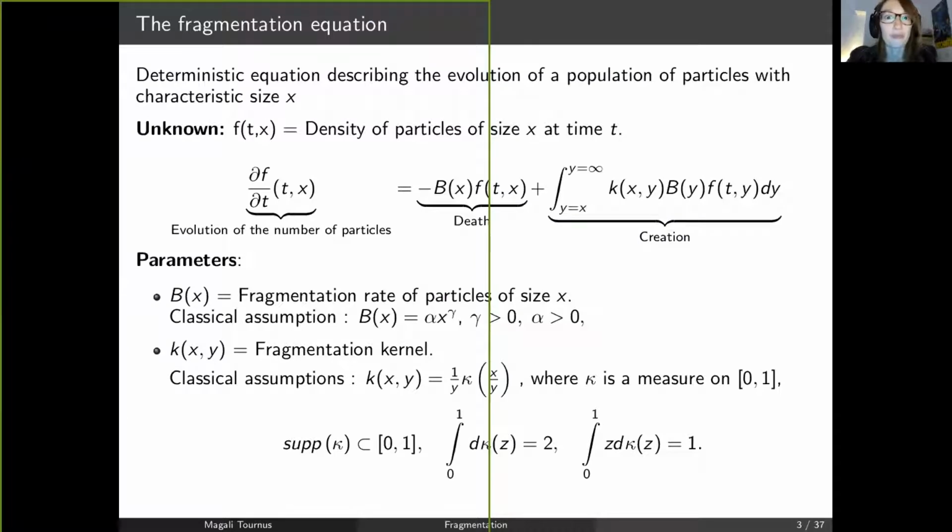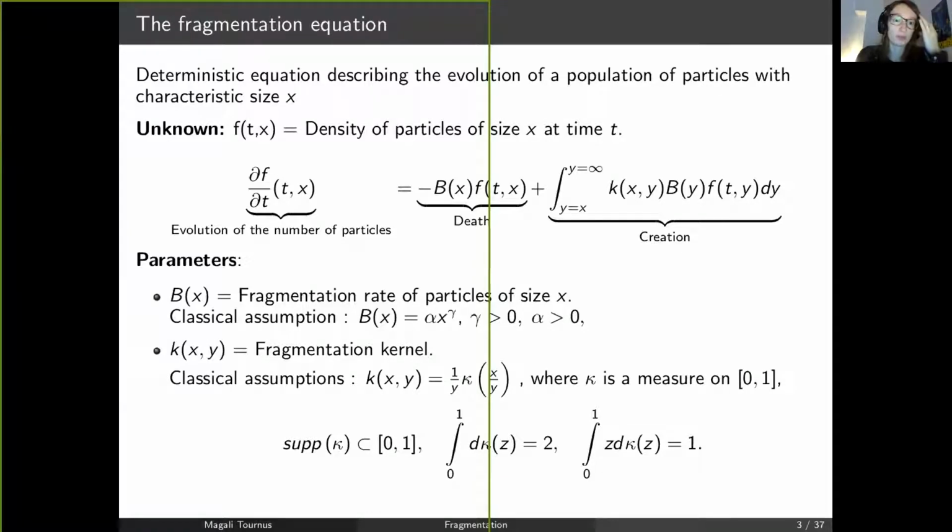Okay, so the fragmentation equation is an equation whose unknown is the density of amyloid fibrils of size, or length, x at time t. The number of particles is decreasing because particles are breaking into two. This is this term, and they are breaking into two with some fragmentation rate b of x. The classical assumption, made by both biologists and mathematicians, is that b of x is actually monomial in x. So as Wei-Feng said, it depends on x only.